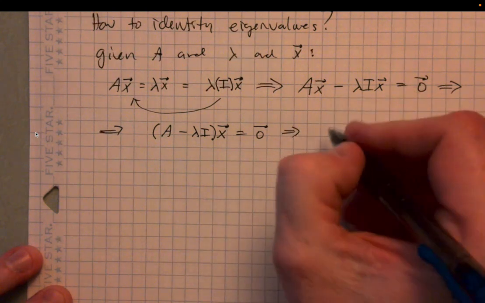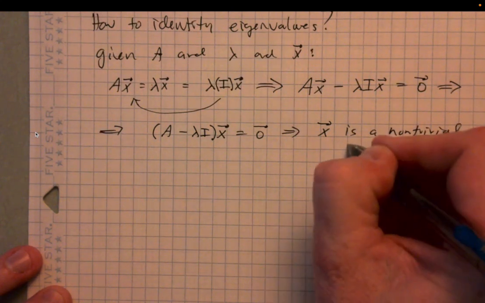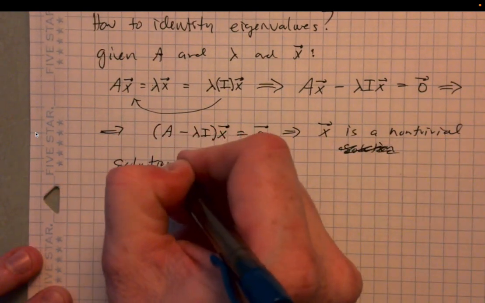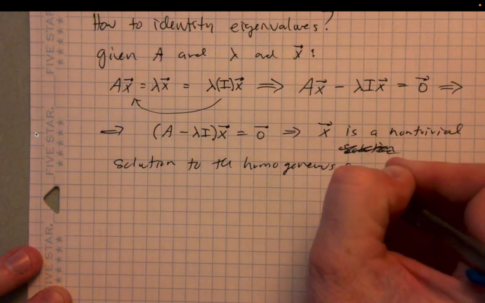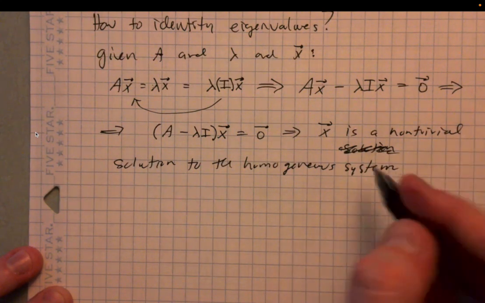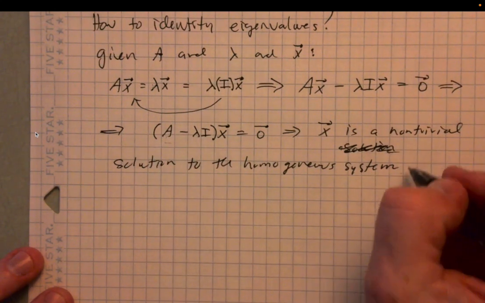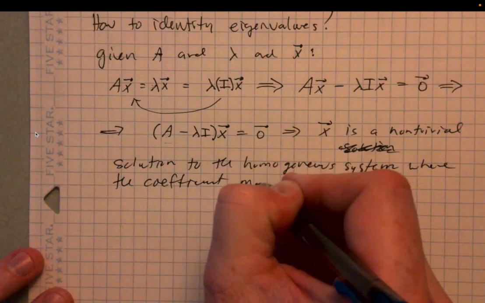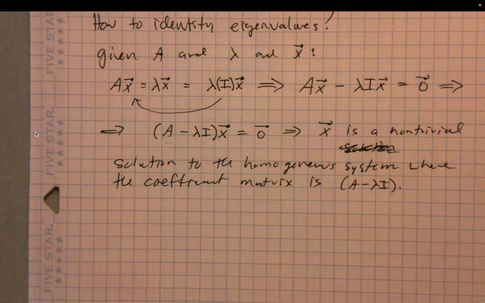And so what we could say is that x, in this case, is a non-trivial solution to this homogeneous system. And in this system, the coefficient matrix is played by A minus lambda I. So you've got this way to think about it as a system.